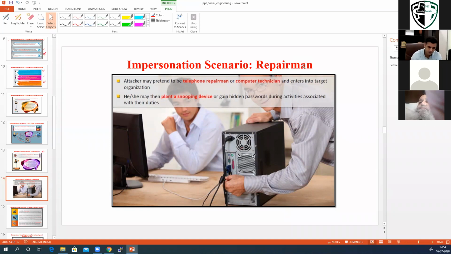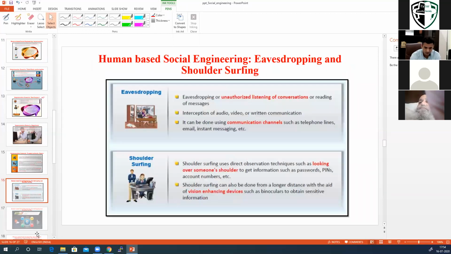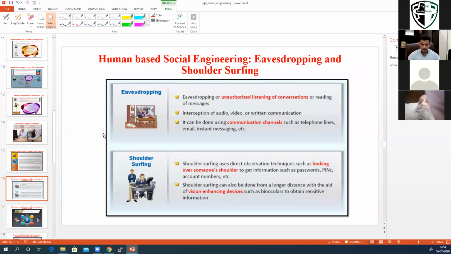Okay, this also happens, but this is not a very good thing to discuss over here, so I am not getting into it, this is much theoretical. This is the trusted authority figure, so I will get into these details after this slide. Okay, so you can just have something related to eavesdropping and shoulder surfing, what we are talking about. After this I will go back to that particular slide 15 or the last.